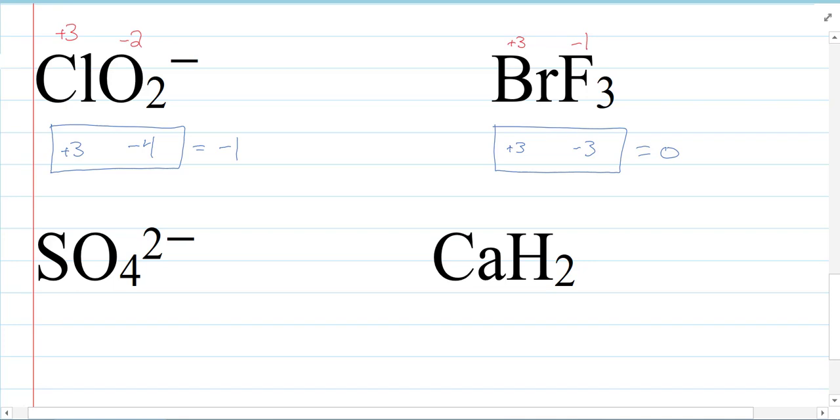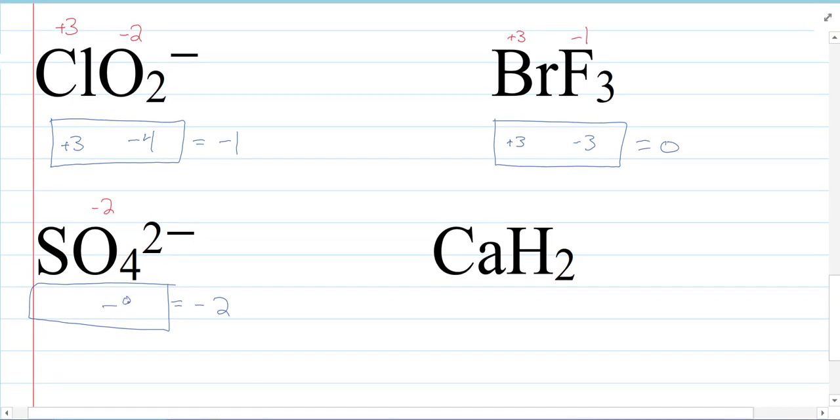Sulfate. Sulfate is -2. Adds up to -2. Math help. Okay. So, fluorine. Well, it's not an element by itself. It's not monatomic, not fluorine. It has oxygen. Oxygen's -2. There are 4 oxygens. So that's a -8. What has to be underneath sulfur? It has to be +6, doesn't it? It has to be +6.